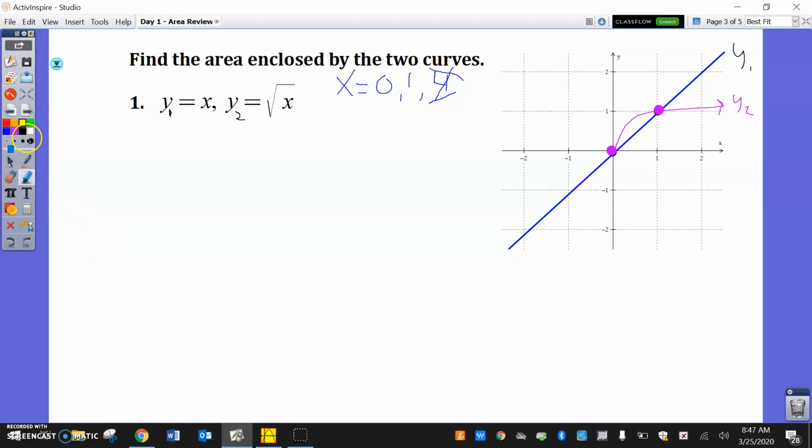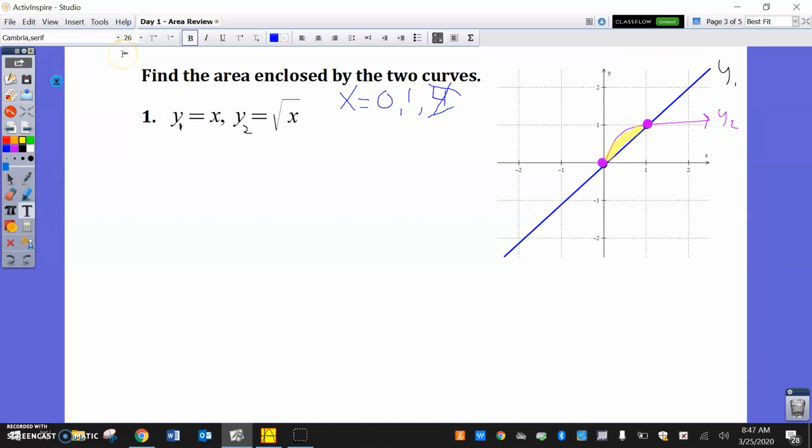And then the area that we are looking to find is this little part between the square root and the line. So the first thing I'm going to do is identify a and b. That is the points where they intersect.